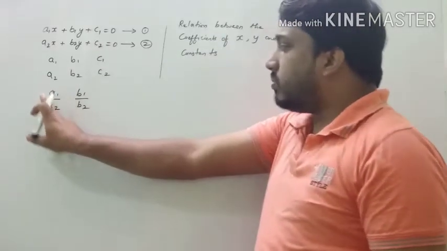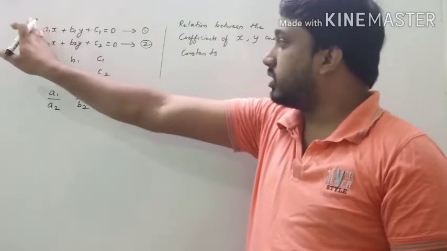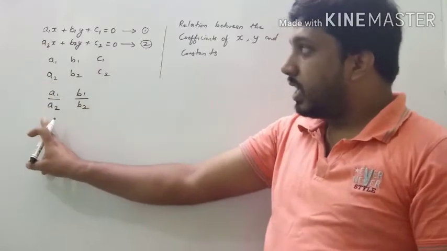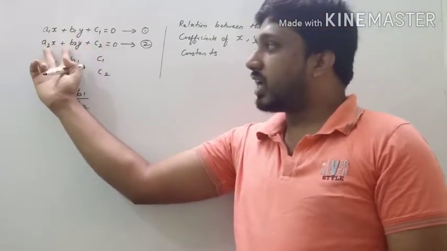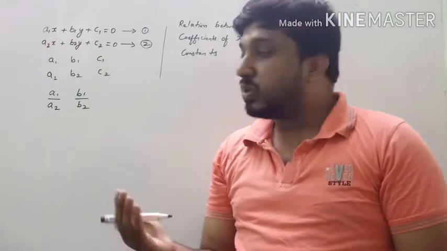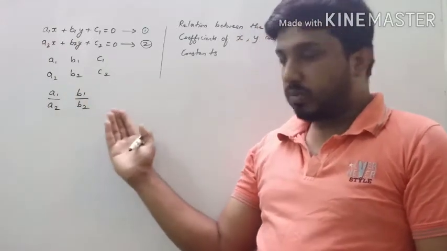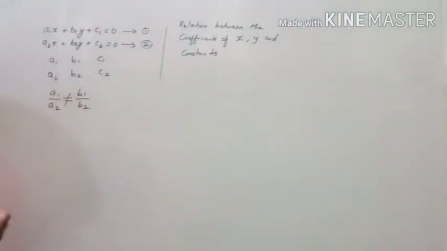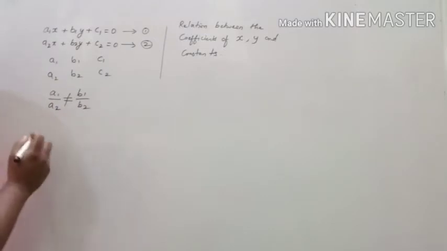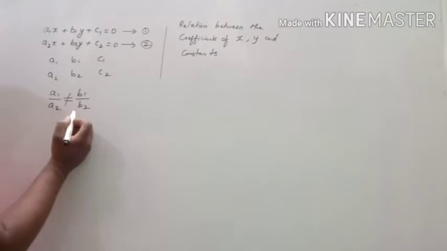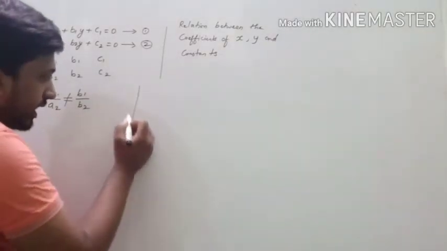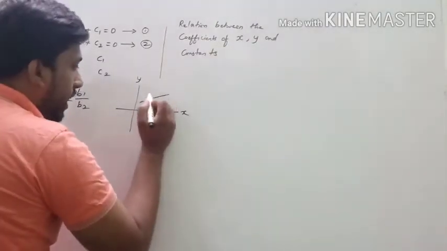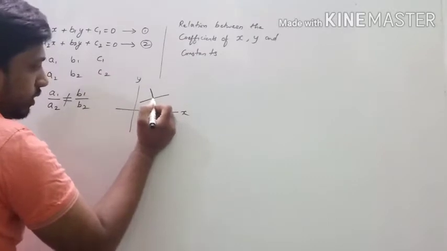Here a1 by a2 is the coefficient of x in the first equation and the coefficient of x in the second equation, and b1 by b2. These two ratios I am taking and comparing. What is the relation between a1 by a2 and b1 by b2? The relation is very simple: they are not equal. In the sense, if a1 by a2 is not equal to b1 by b2, then in the coordinate system you will be getting two lines which intersect at one particular point.